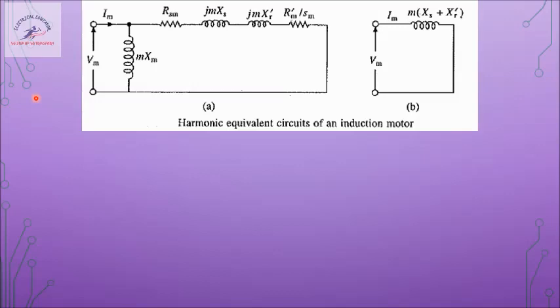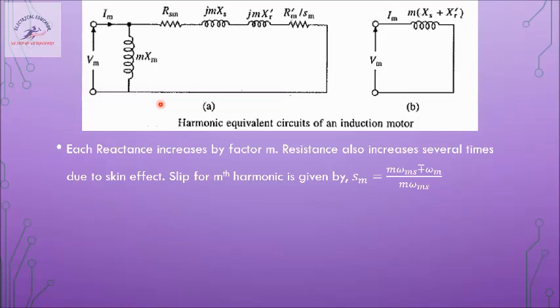This is a harmonic equivalent circuit of an induction motor. For the time being, focus only on figure A. Each reactance, so we have stator reactance and also rotor reactance per phase, will increase by a factor M. Now if we are considering the effect of harmonic voltage alone, let us say we are studying the fifth harmonic, we are using the same equivalent circuit and studying the effect of that fifth harmonic only. Then each reactance will increase by a factor M.